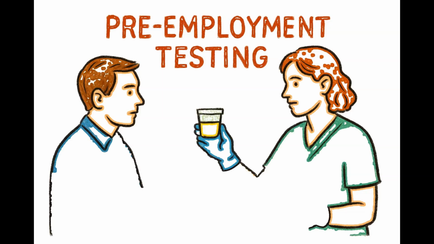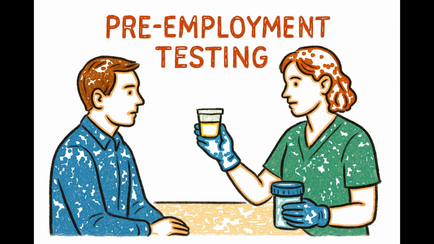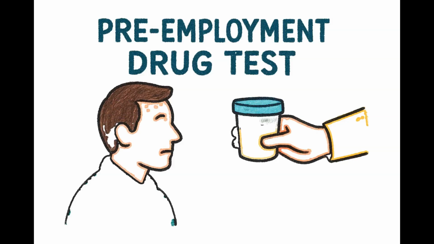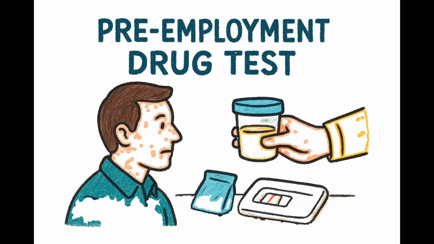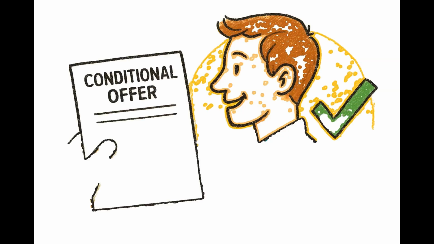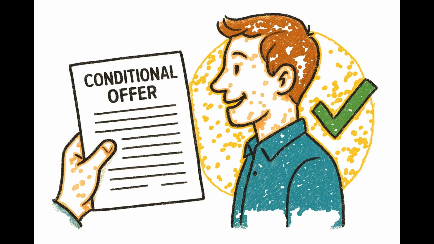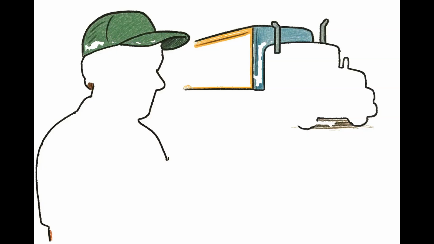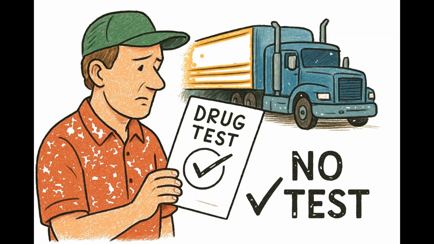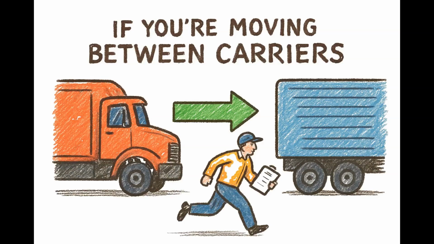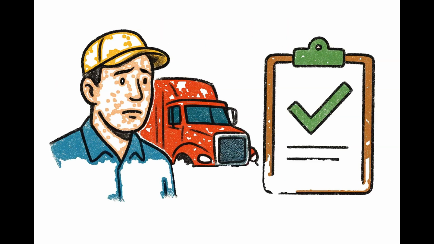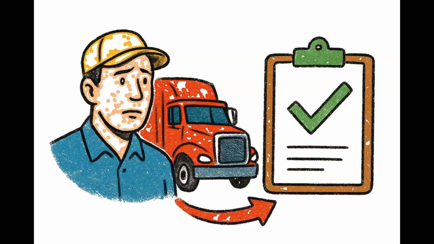Let's start at the beginning of any new driving job: pre-employment testing. Before you perform a single safety-sensitive function, that means before you even turn the key for a new employer, you must pass a pre-employment drug test. This happens after you've received a conditional offer of employment, but before you start working. For owner-operators, this means getting a negative test on file before you begin operating under your own authority. If you're moving between carriers, you will need a new test, unless there is a specific exception where your previous employer can document your recent participation in a testing program.